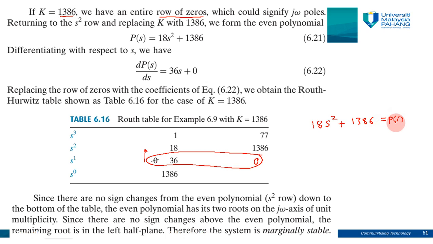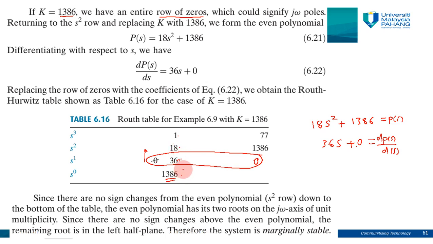This will equal 0, and this will be our equation, the polynomial of s. Then we differentiate this polynomial with respect to s, so it becomes 2 times 18, which is 36s plus 0, that is dP over ds. So we write the 36 and 0 in this line. This is the new element that we have. Then we continue to find the next element, which is 1386. Since it is 36, we have positive, positive, positive, positive here.